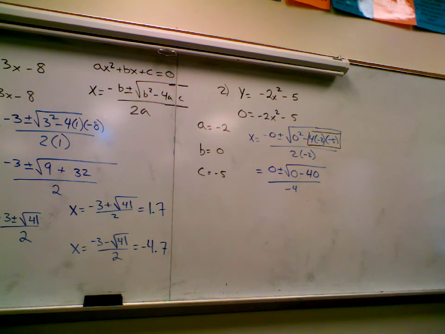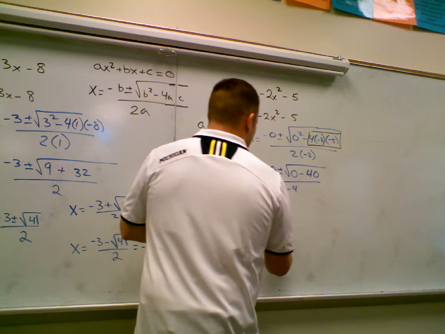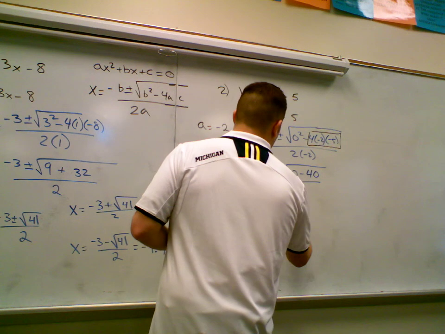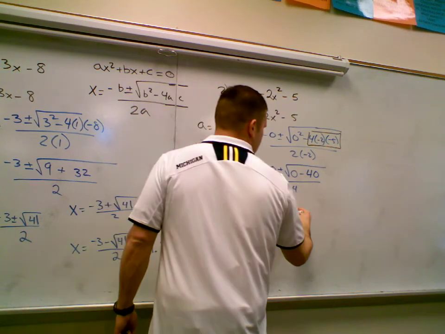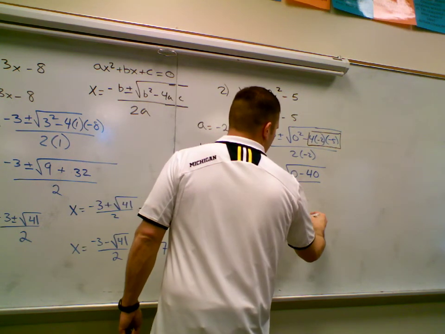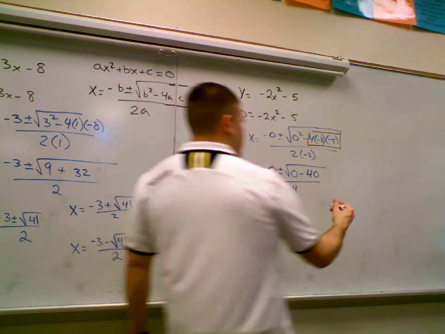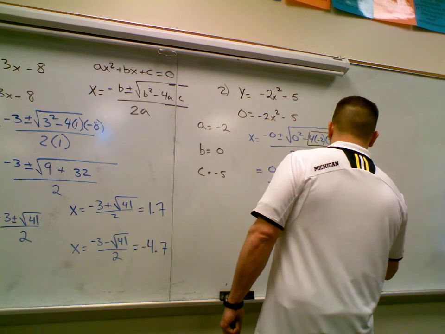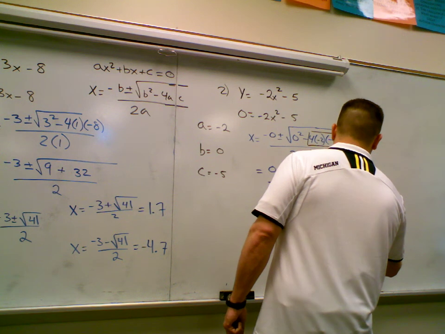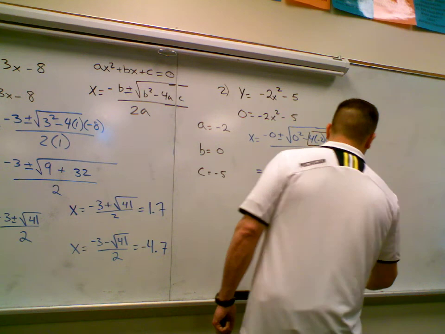Any questions? We good? So then this equals 0 plus or minus 0 minus 40 is negative 40. All over negative 4, right? So now we can break this up. 0 plus the square root of negative 40 over negative 4, and 0 minus the square root of negative 40 over negative 4. Right?